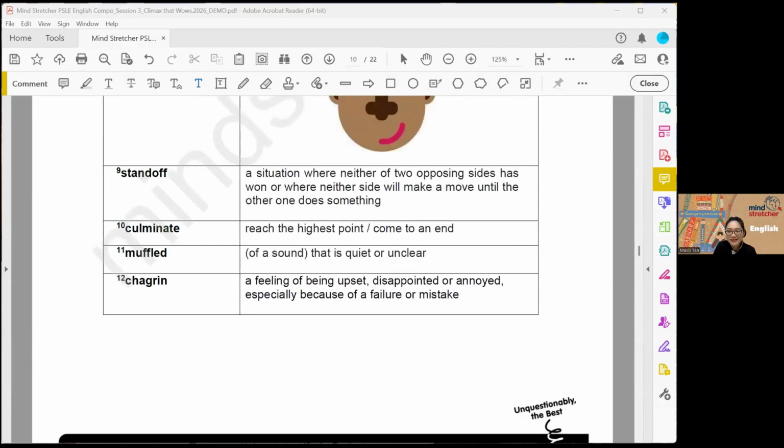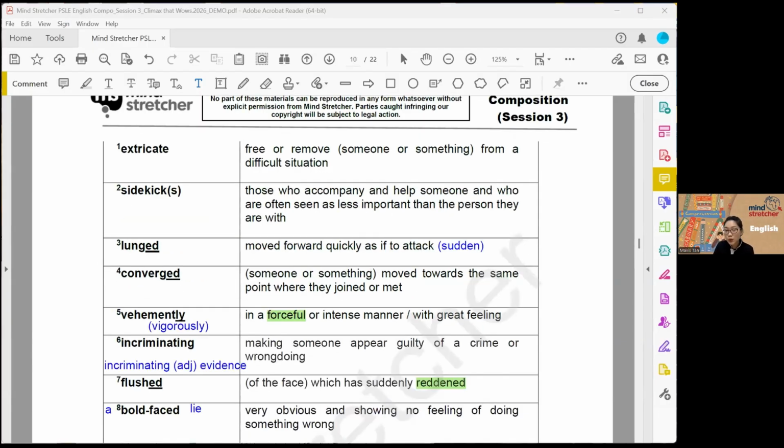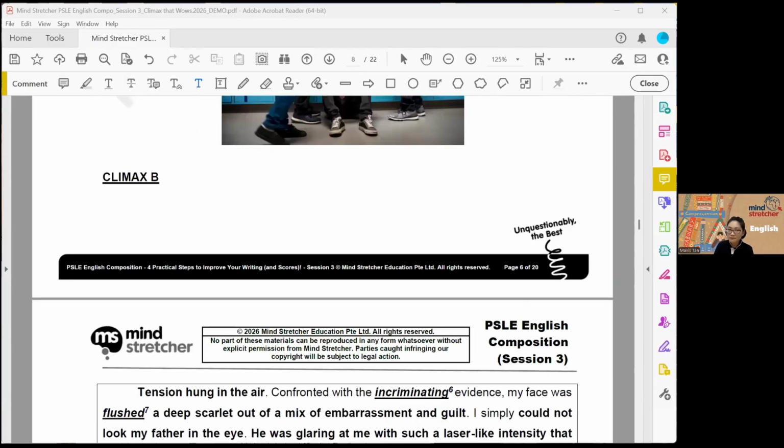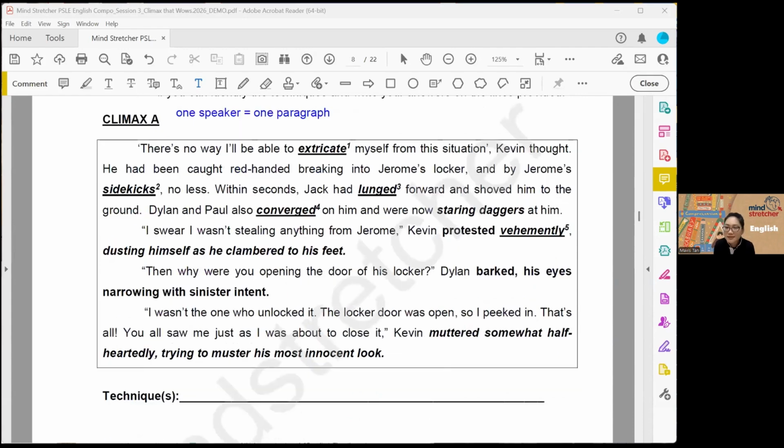Okay, let's take a look at Climax A, B, and C. I'm sure everyone is back by now, it's 8:25, so you have gone to the toilet and are definitely back already, right? Let's take a look at Climax A.